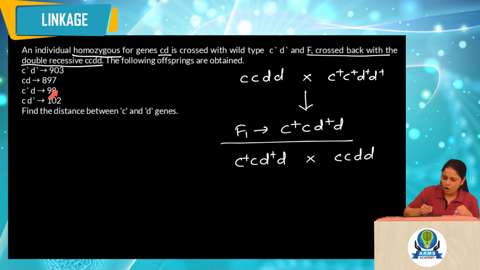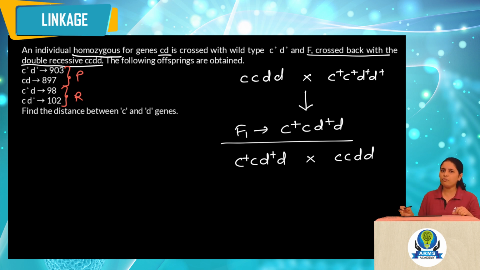Now here you can see all the 4 types of offsprings are not in equal number. As they are not in equal number, that means the law of independent assortment is not followed. Here linkage is present. So as the first 2 combinations are more in number, these ones will be parental, and the last 2 values are comparatively small. So these will be recombinants. Always remember, in linkage, parental will be in more number and recombinants will be in less number.